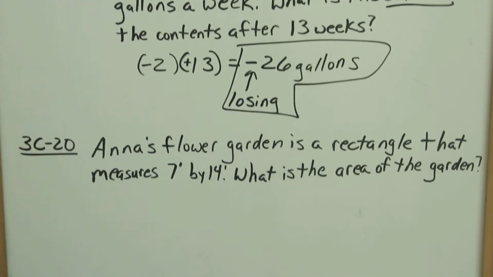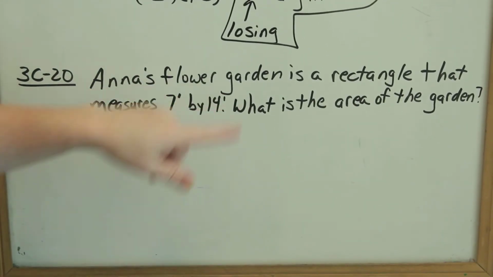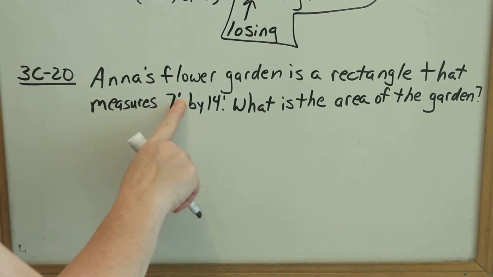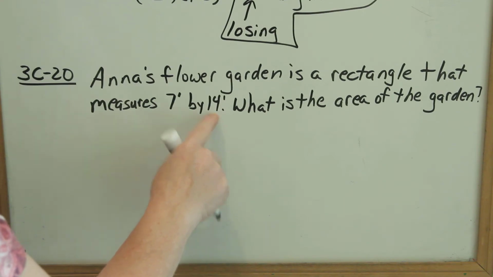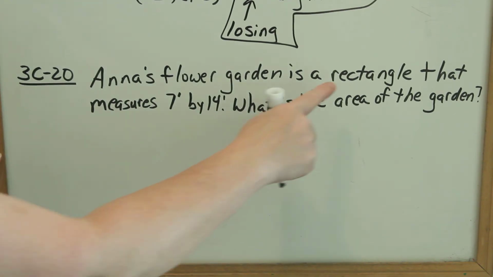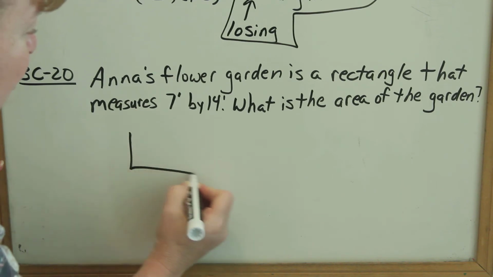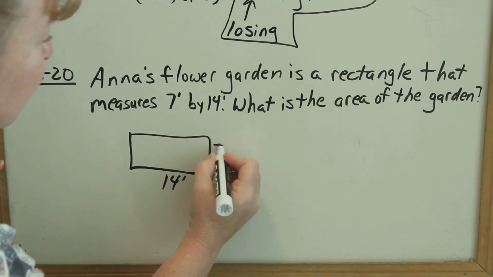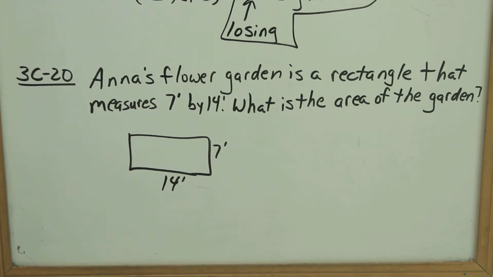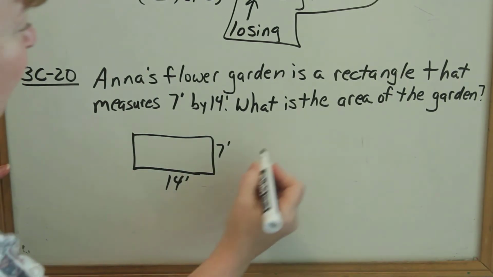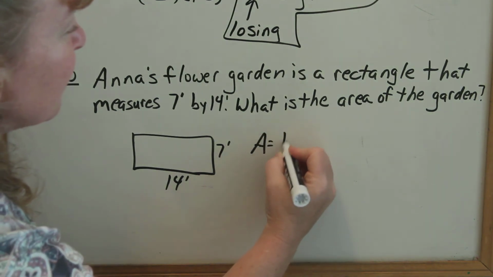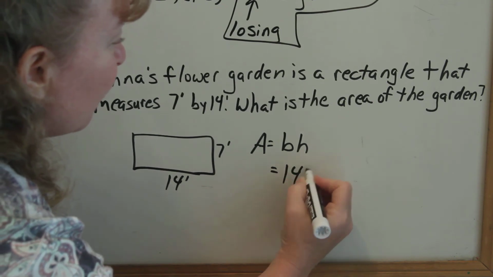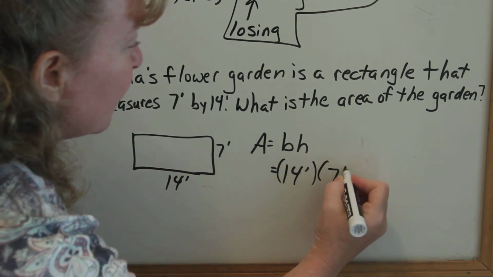Okay, 3C 20. Anna's flower garden is a rectangle that measures 7 feet, that little symbol's feet, 7 feet by 14 feet. What is the area of the garden? It's a rectangle. I always recommend drawing a picture if you can. Rectangle, so 14 feet, 7 feet. So what is the area? Area of a rectangle is base times height. So the base is 14 feet, the height is 7 feet.